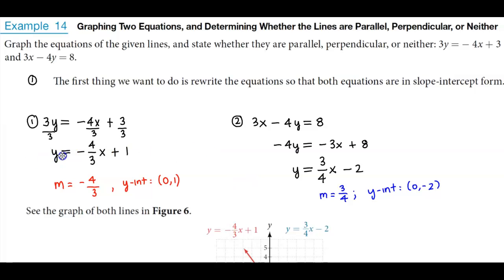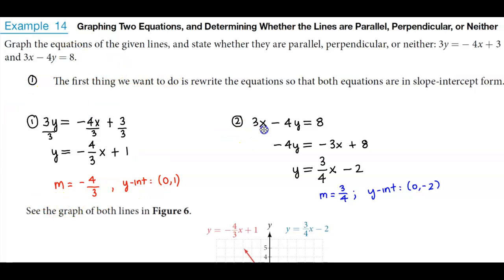We get y equals negative 4/3 x plus 1. So we get a slope of negative 4/3, and we have a y-intercept of (0, 1), because 1 is where the line crosses the y-axis when x is 0.